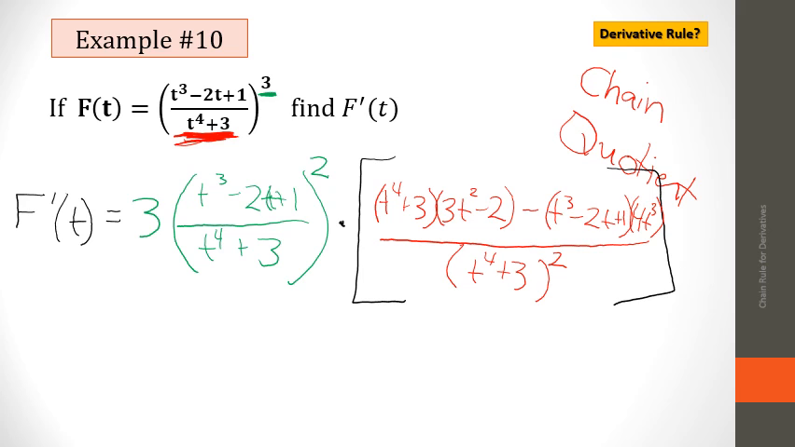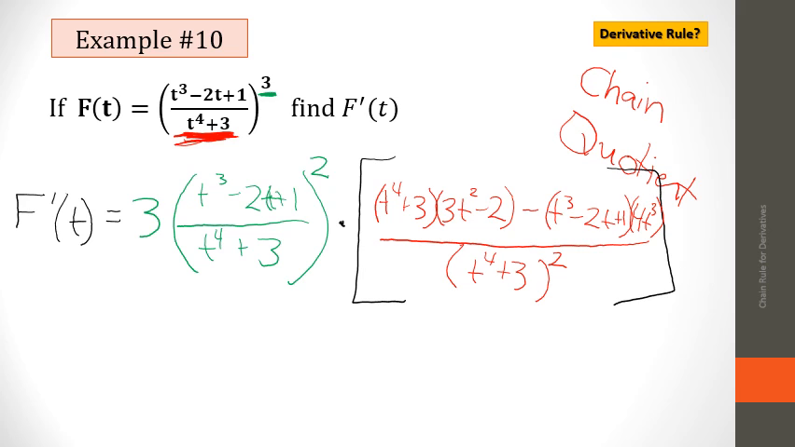Okay, let's go back and look. Did we do it all? We did the outside power, which is 3, left the inside alone, new power is 2. Then we multiplied by and found the derivative of the inside function in red, and that is the quotient rule, which is bottom times the derivative of the top minus the top times the derivative of the bottom all over the bottom squared. Can I simplify this?